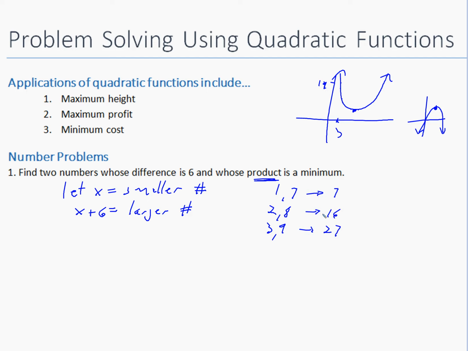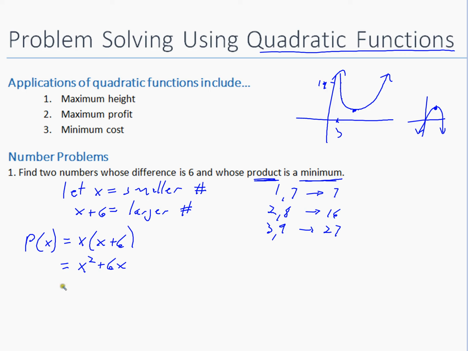Since we're using quadratic functions, we want to come up with a function for this product. So I'm going to put p of x, using p for product. The product of the two numbers is x times x plus 6, which if we multiply this out, we get x squared plus 6x. Since it's an x squared, it's a parabola, so this will have a minimum, and that's what we want. So we want to figure out what this parabola looks like and find the minimum. We know the minimum is at the vertex, so we don't actually need to graph it.